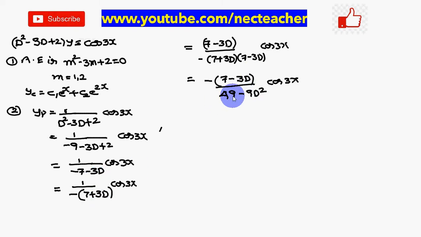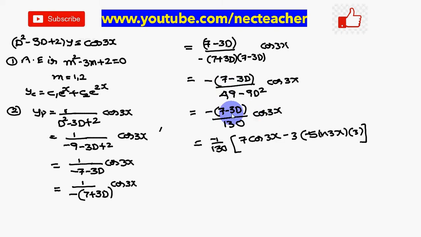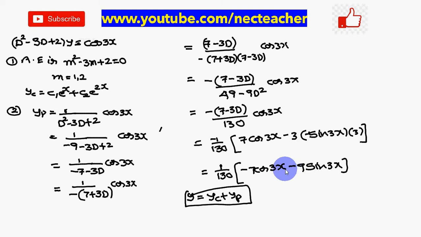Therefore what happens? 49 minus 9D square is the denominator. In place of D square you substitute minus 9. So what are you going to get here? 130. Okay, the numerator is minus of (7 minus 3D) into cos 3x. Now we multiply minus 1 by 130 into 7 times cos 3x minus the differentiation of cos 3x. The differentiation of cos 3x is minus sin 3x into 3. If you simplify you are going to get like this. This is the particular integral. Finally y is equal to yc plus yp.